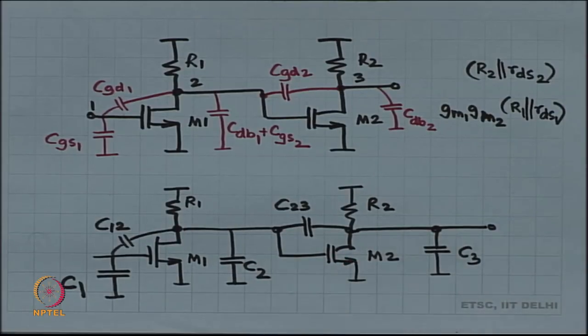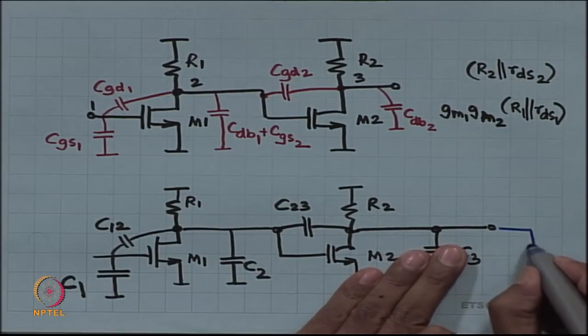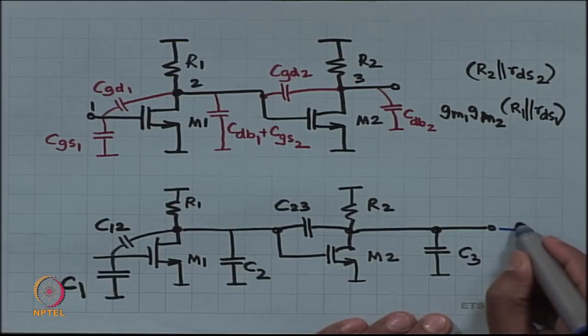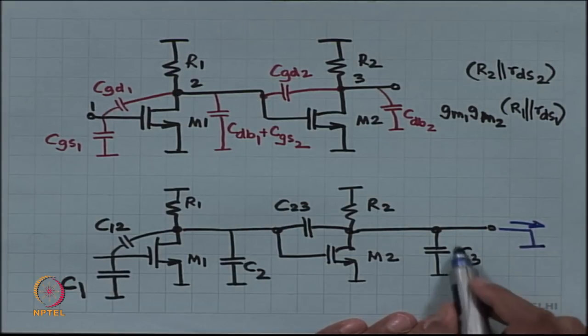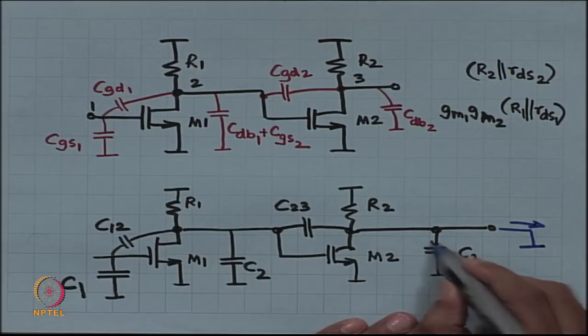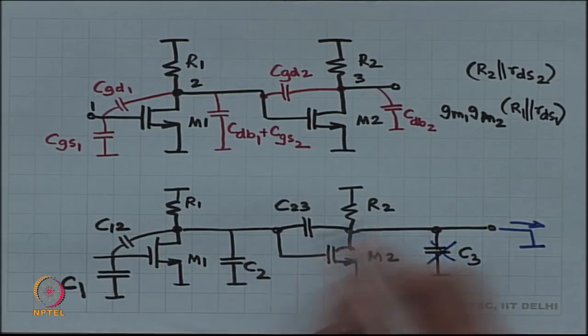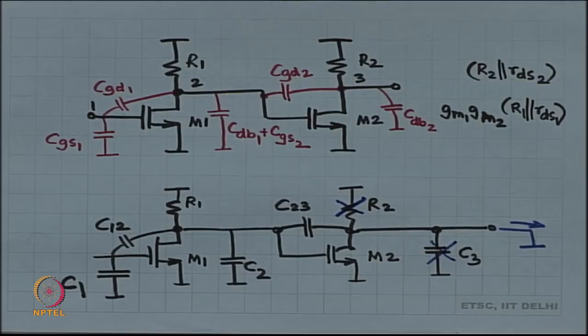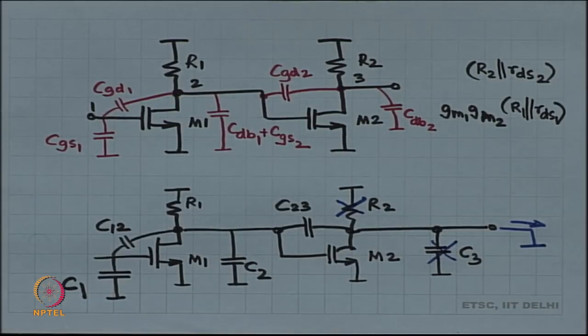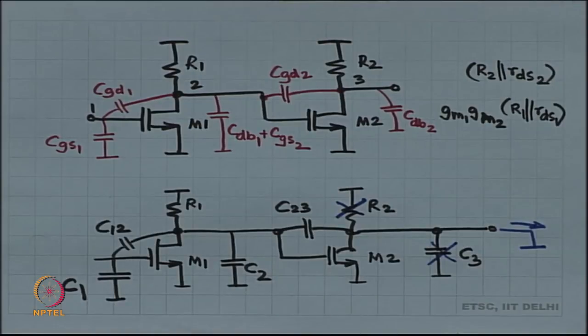Okay. And we are going to measure the current through this output. So, when I ground this output, there is no current through C3, there is no current through R2, okay. These are all irrelevant. RDS2 is gone. Inside this MOSFET there is only GM2, okay, and that is it. So far so good.